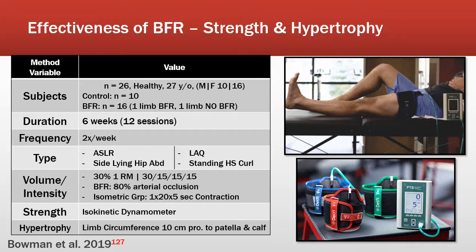The isometric group did 1 times 20 times 5-second contractions, and the isokinetic dynamometer was used for the strength, and the hypertrophy using limb circumference.